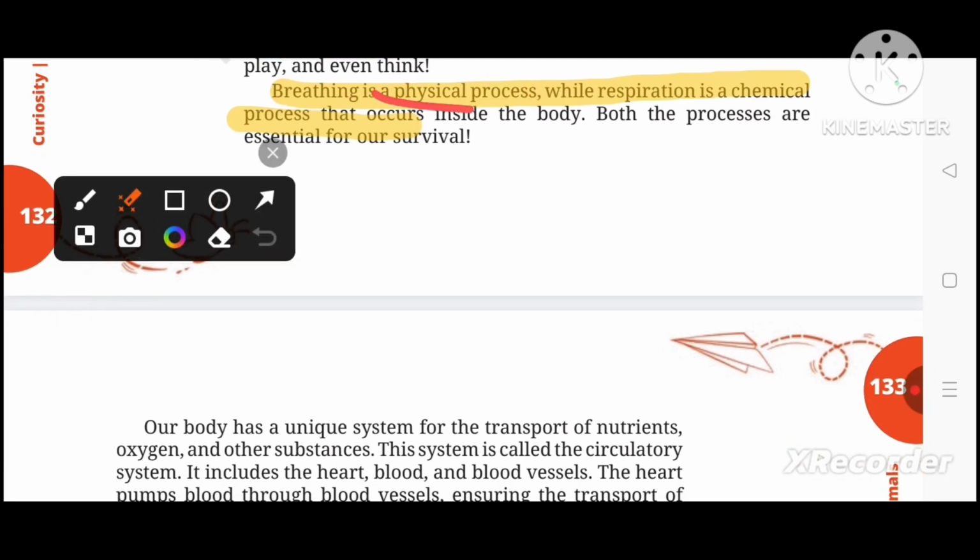Breathing is a physical process, while respiration is a chemical process that occurs inside the body. Both processes are essential for our survival. Our body has a unique system for the transport of nutrients, oxygen, and other substances. This system is called the circulatory system. We will deal with the circulatory system in our next grade. It includes the heart, blood, and blood vessels.